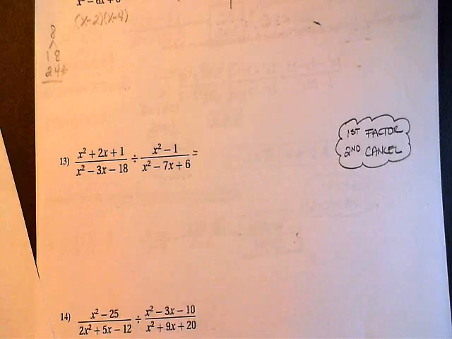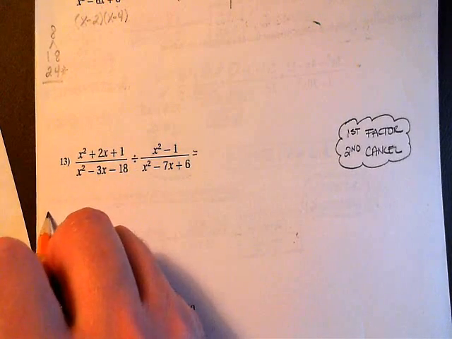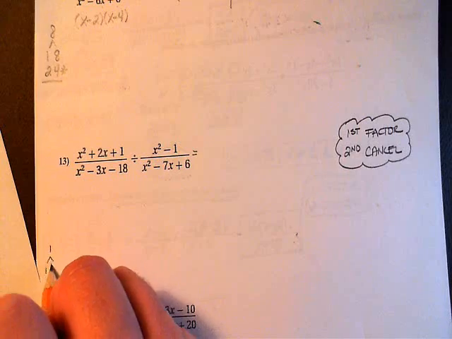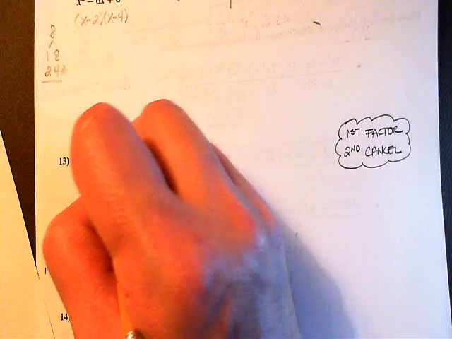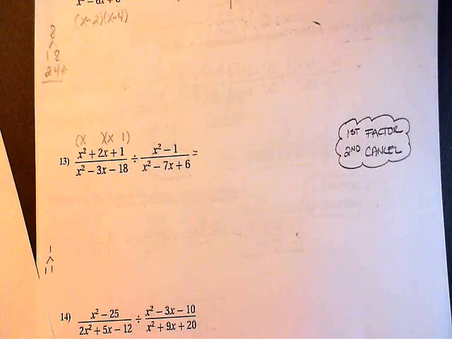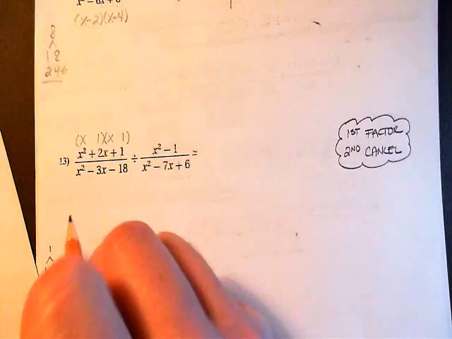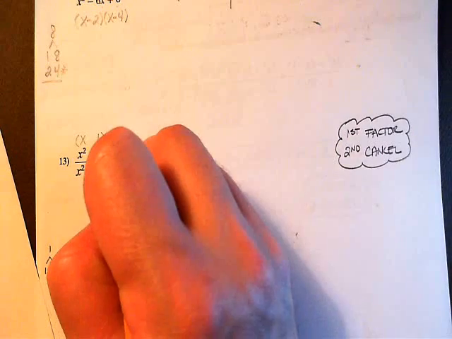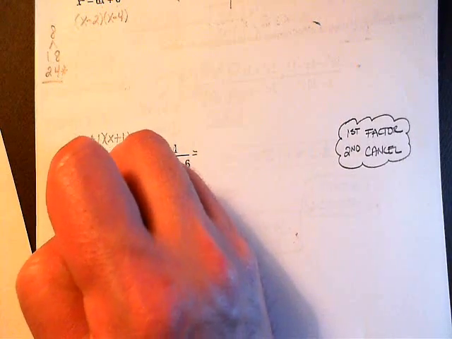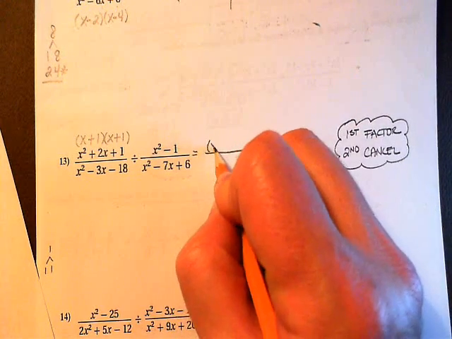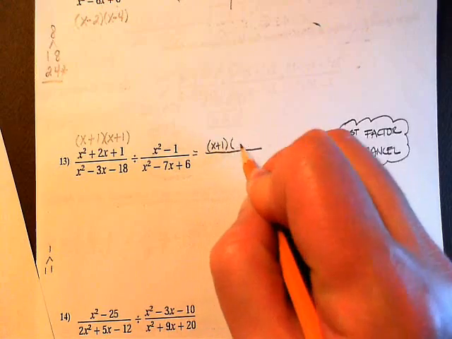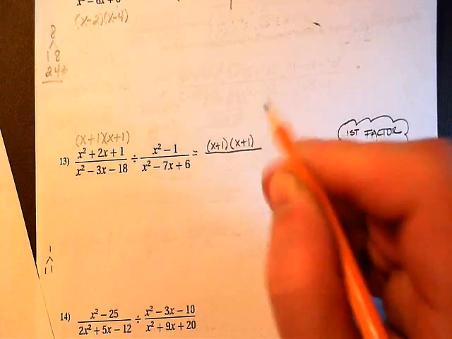Let's go ahead and see here. I have a 1 there, so what numbers give me a 1? It would be 1 and 1. So in other words, this would be x 1, x 1. Sign of the biggest, it would be positive and positive. So that means my first factor here is going to be x plus 1 times x plus 1.